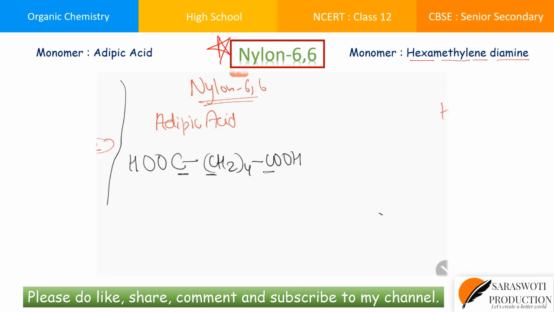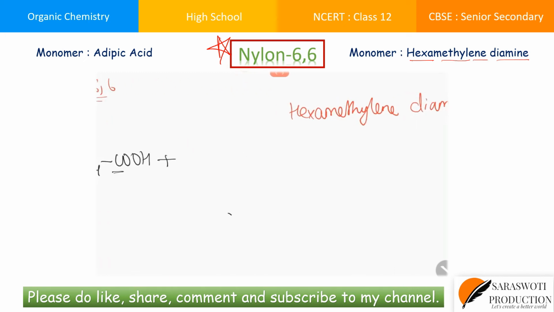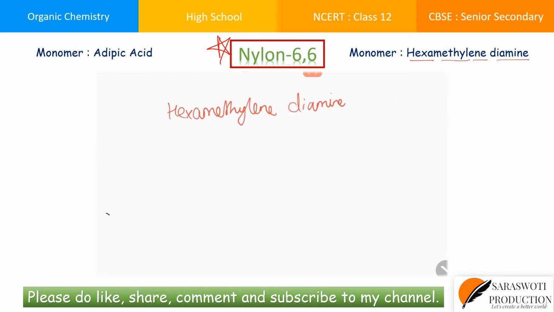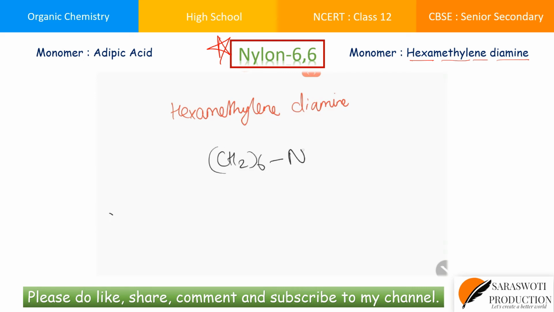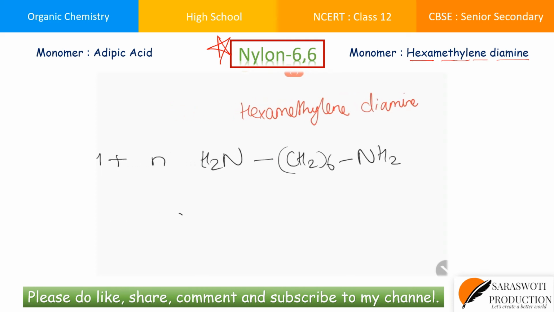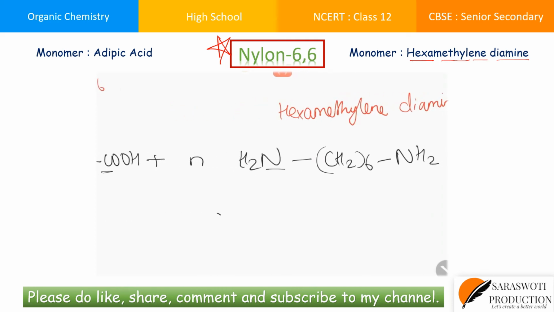This is going to be n times, n number of adipic acid is being used, and plus, let's put plus here, n numbers of hexamethylene diamine, that's going to be H2N CH2 whole 6 NH2. Wonderful. Similarly here, nitrogen and carbon are forming the bond, not hydrogen and nitrogen as we have used. So make sure to write down the bond properly. Okay, it's so important. Fine.